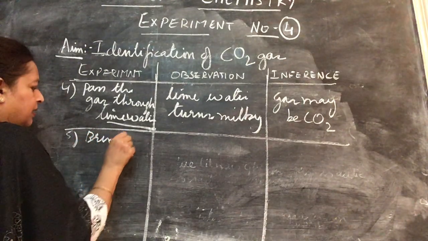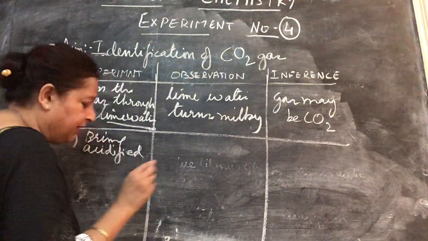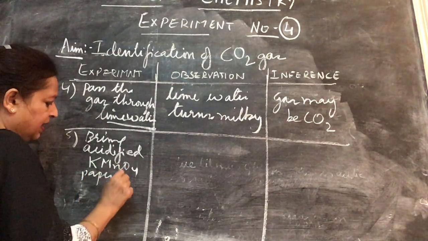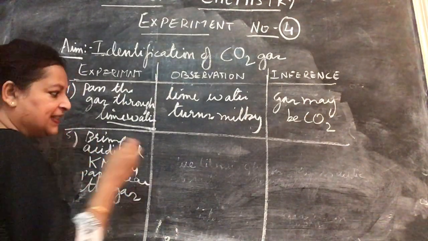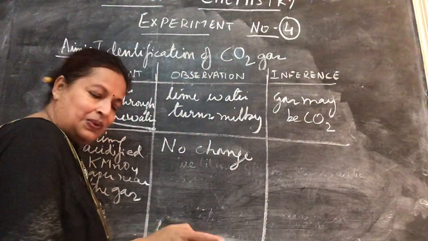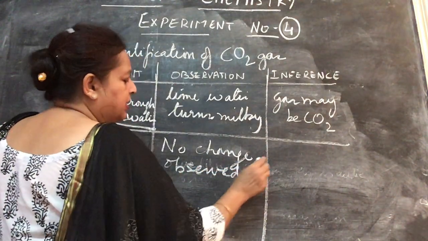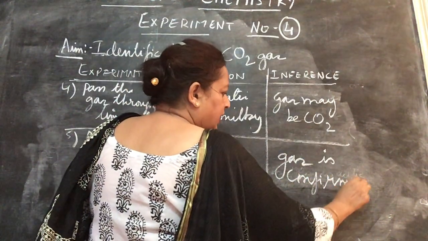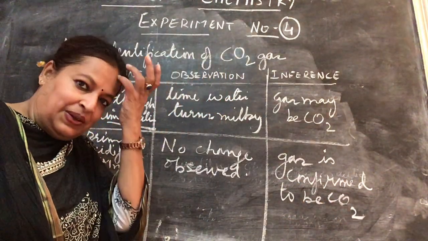Bring acidified, that means a little acid is added, acidified KMnO4 paper near the gas. No change. If there is a change, it turns colorless, and that is SO2. No change observed. Very important, children, you will get this in your exam. No change observed. Now we can say the gas is confirmed to be CO2.